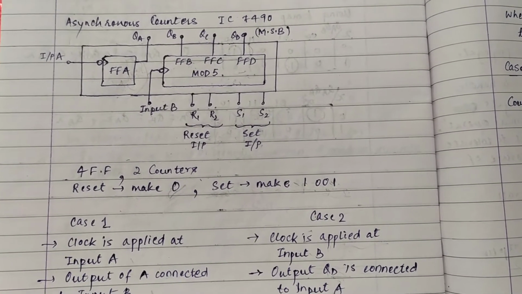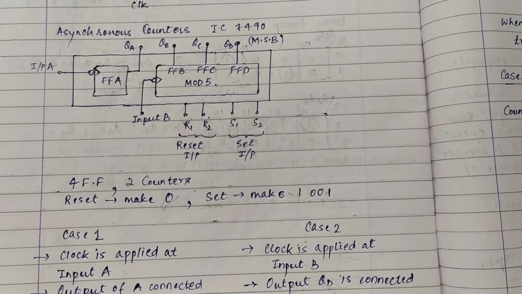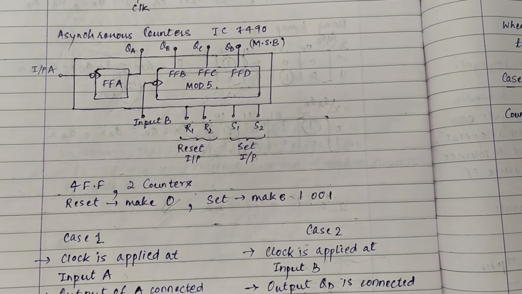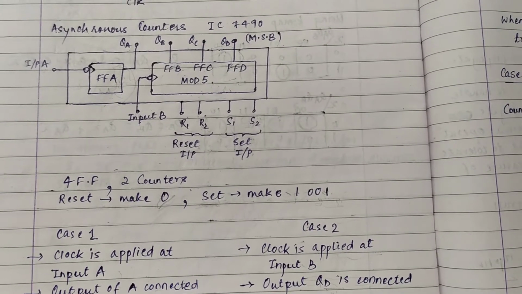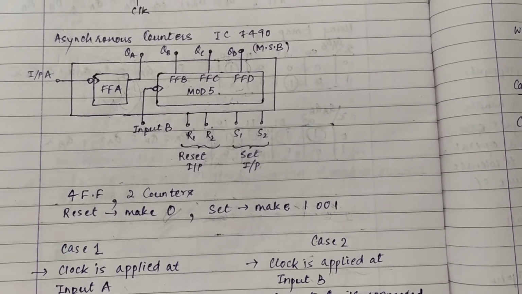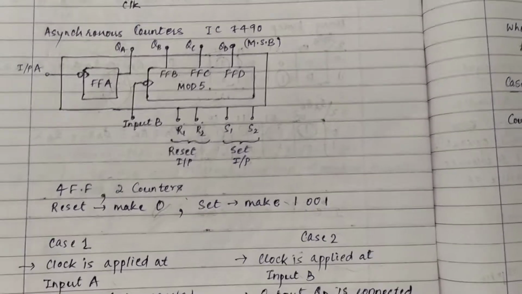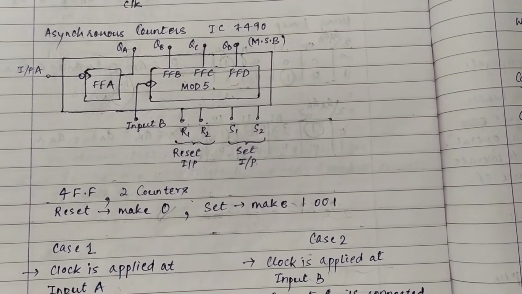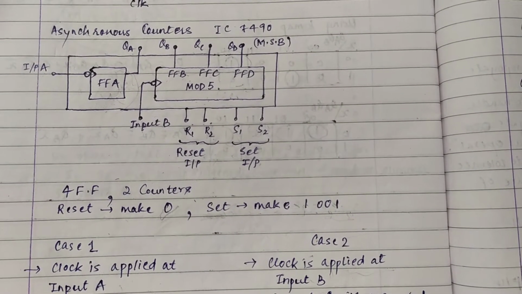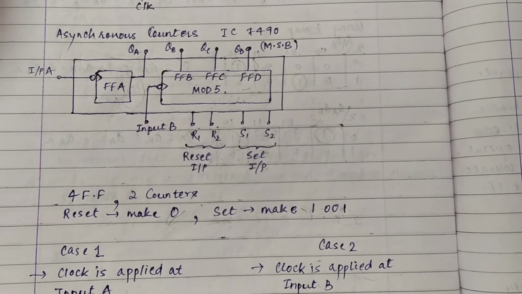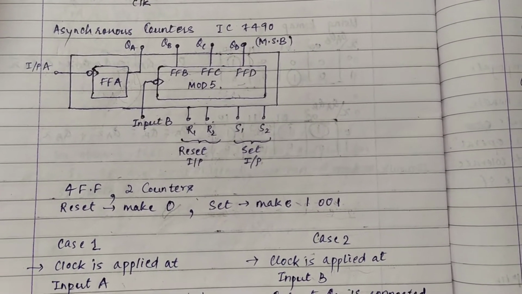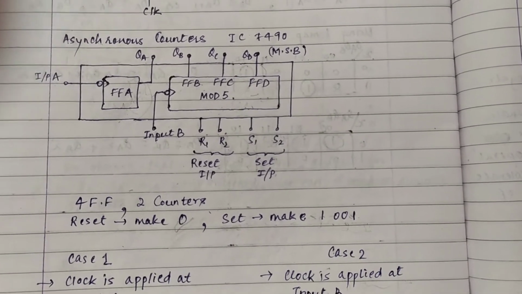R1 and R2 are reset inputs, one for each counter. Set S1 and S2 are set inputs, one for each counter. So in all, 4 flip-flops and 2 counters. Now note that the work of reset is to make the count 0 and the work of set is to make the count 1. In this case, set will make the count 1001 in all.